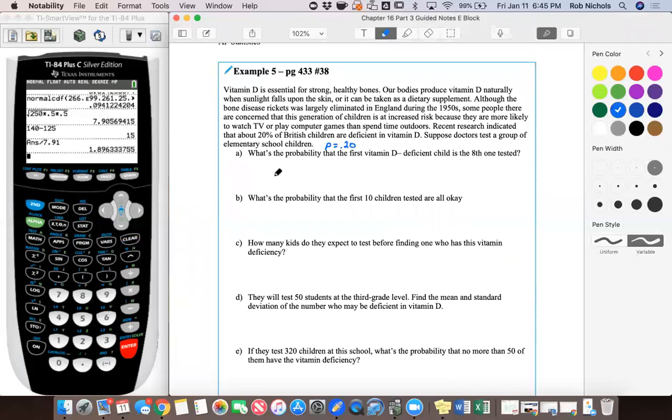So part A, what's the probability that the first vitamin D deficient child is the 8th? Well, first is on the 8th. This is a geometric situation, right? We want the probability that the first success happens on the 8th. So that means I want failure 7 times before, and then success on the 8th case. All right, and when I plug that into the calculator, I get 0.042.